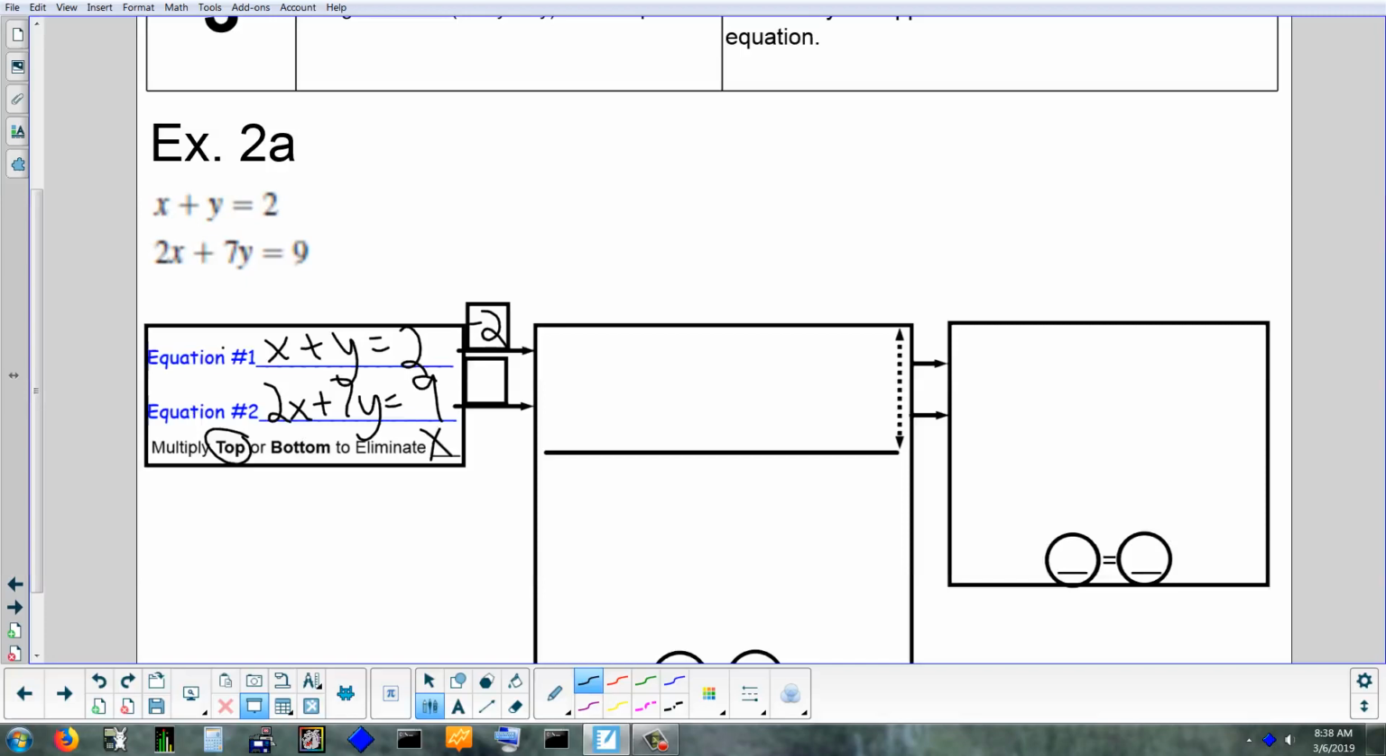Because when you look at the situation, for situation 3, it says what to do. It says X, right? X is a single variable. Look at X in the other equation. Look at what's attached to it. 2. Multiply the top equation by the opposite of that number. The opposite of 2 is negative 2. That's why I'm multiplying the top equation by negative 2, because that's going to eliminate it. Now remember, I multiply everything, even the number after the equal sign.